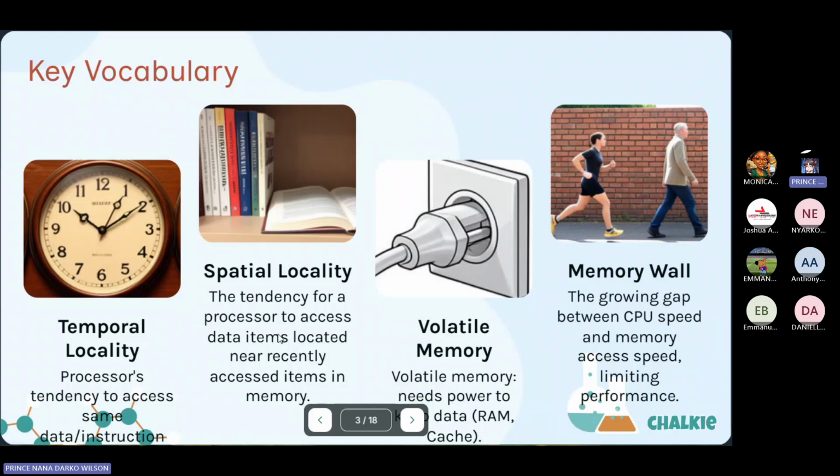Key vocabulary you should look at as we discuss the concepts. Temporal locality. Temporal locality is the processor's tendency to access the same data or instruction. So if the processor frequently uses a particular piece of data, then we say that's its temporal locality.